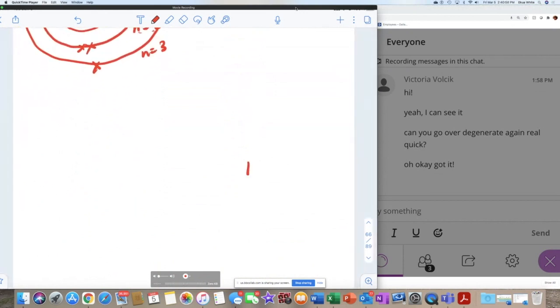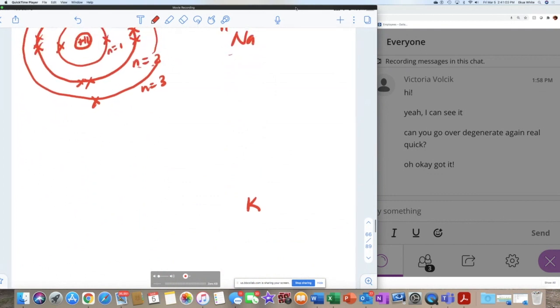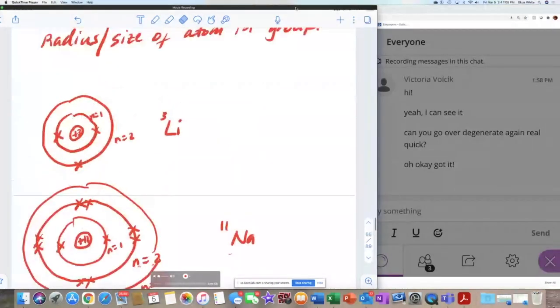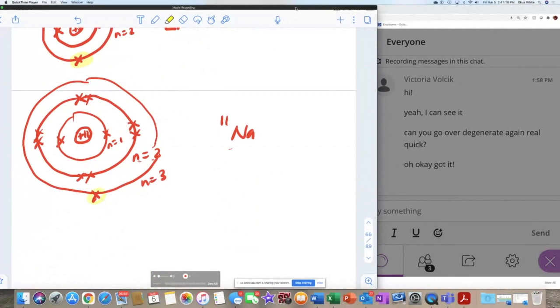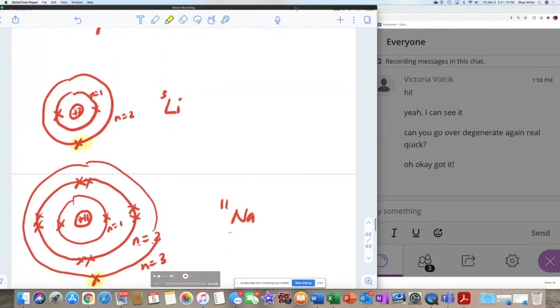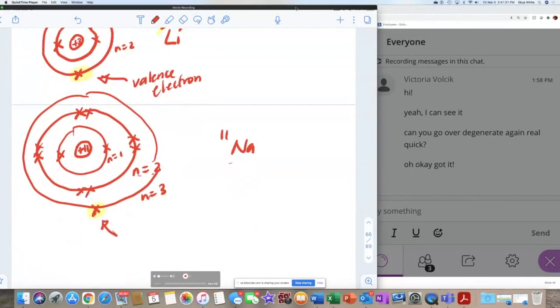For potassium, potassium has, actually, I don't even have to do potassium because I'm running out of room. This is going to get unnecessarily complicated. All I need to do is find the last electron, right? The valence electron. This is my valence electron right here, highlighted. Hopefully you can see that. So I'm showing you all 3 electrons in lithium, but I only pointed out the valence electron. This is my valence electron. This right here is also my valence electron.